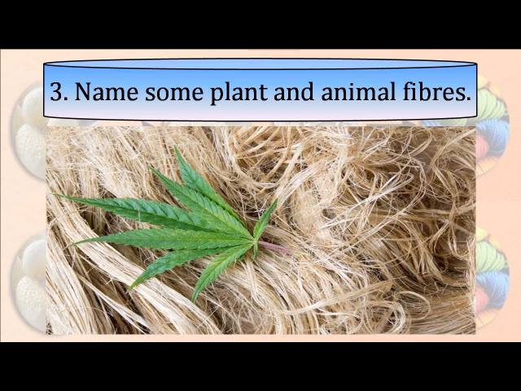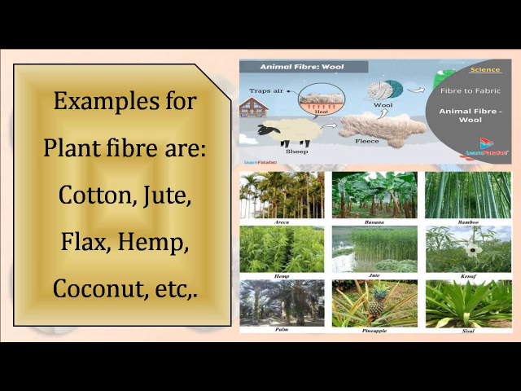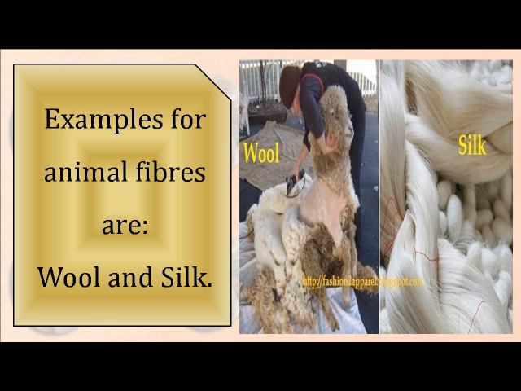Third question. Name some plant and animal fibers. Examples for plant fibers are cotton, jute, flax, hemp, coconut, etc. Examples for animal fibers are wool and silk.